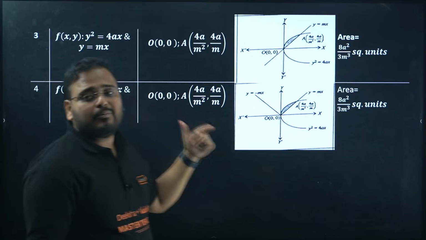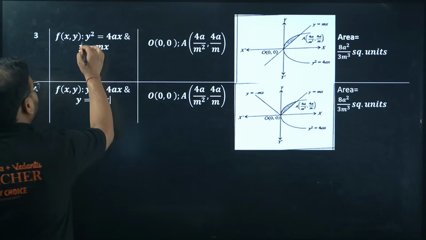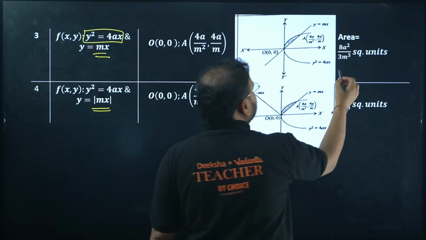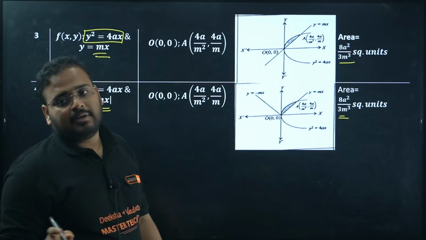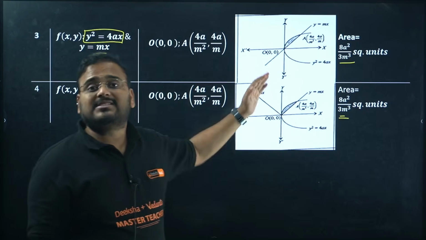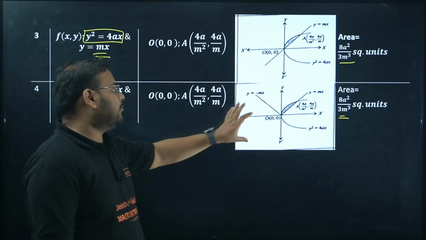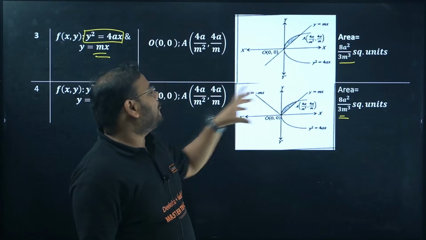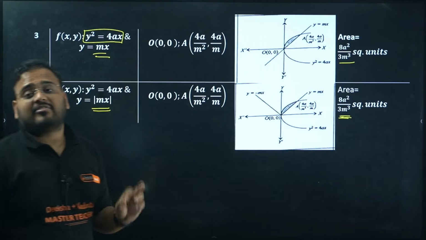Next, if you have the parabola reversed, means now this is symmetric about the x-axis. y square equals 4ax is symmetric about the x-axis, and the curve is y equal to mx, and mod of mx, same result, 8a square by 3m cube. In this case the area remains the same, because even though we are using mod x, the other part, the negative part, does not have any intersection with the parabola. The parabola is concave towards the right, means symmetric about the x-axis. There is no intersection of the parabola with the line y equal to mx. So even though we are using modulus over here, the area remains the same. Clear? 8a square by 3m cube is the answer.